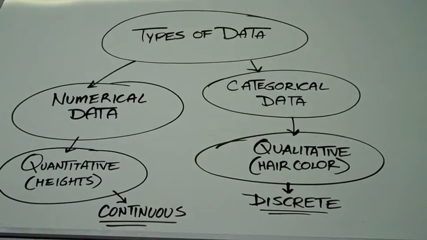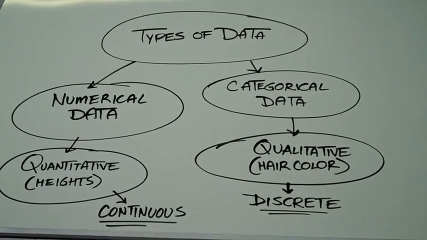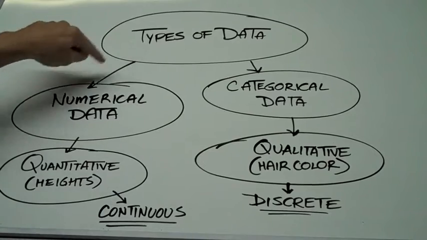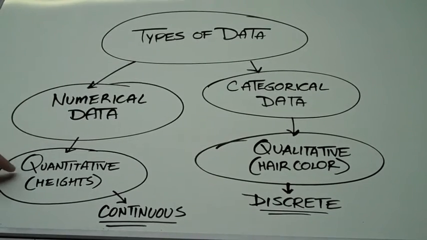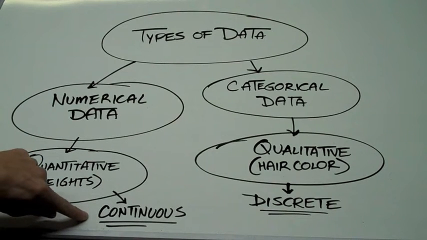In our study of statistics, let's talk about the different types of data we can have. We could have numerical data, which would be described as quantitative. In other words, we can put a number to it. If you're doing heights, for example, our heights could be measured in centimeters or millimeters or fractions of millimeters, and you can keep on going. The data is continuous. It can be measured.